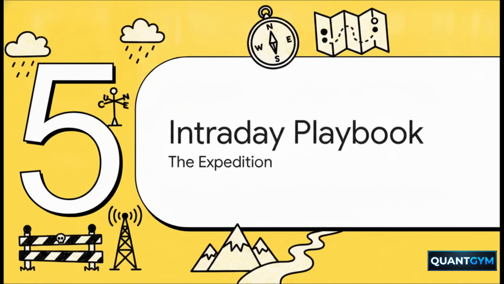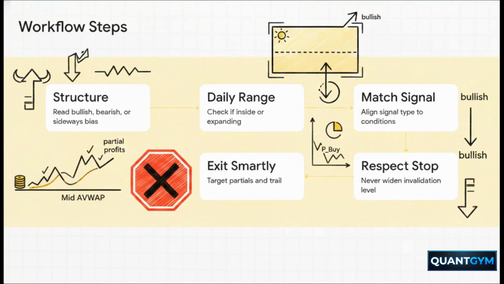Section 5. The Intraday Playbook. Let's see how this builds into a seamless daily workflow, bringing all our cartography tools together for the actual expedition. Step 1. Read the structure. Are we looking at a bullish, bearish, or sideways market? Step 2. Use the daily range projection. If price is breaking above the projected range, you've got bullish expansion. If it's inside, the market is just rotational. Step 3. Match the signal type to the conditions, meaning only take P-buy dips when the broader bias is actually undeniably bullish. Step 4. Respect the stop, which, as we just discussed, is strictly non-negotiable.